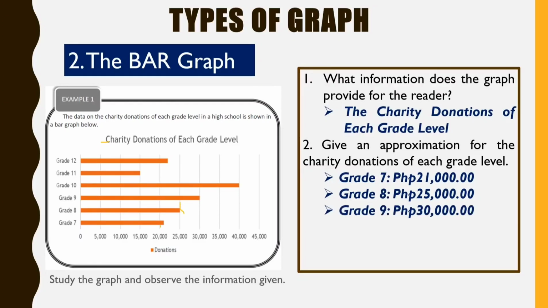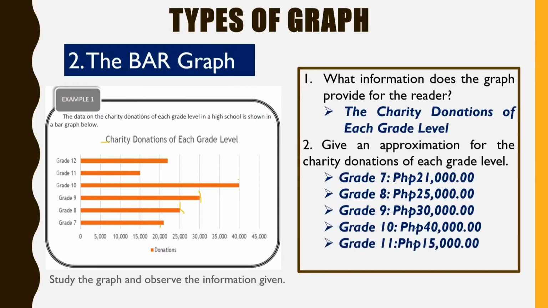For grade 9, it is 30,000. And for the grade 10 students, the total donations is 40,000 pesos. For grade 11, it is 15,000. And for the grade 12 students, it passed through 20,000, more than that of the grade 7. So let's add another 1,000. So that is 22,000 approximately.